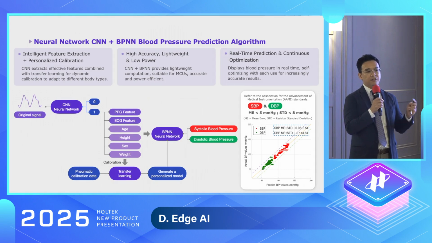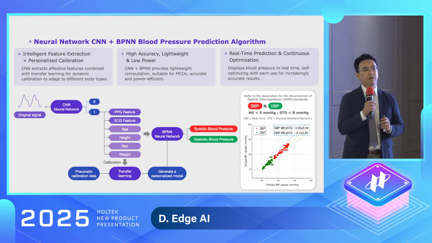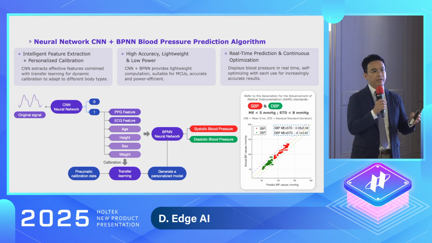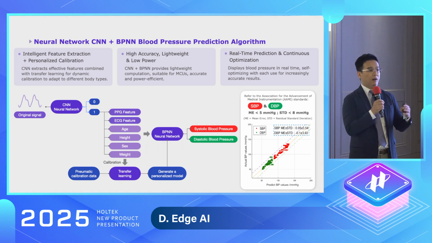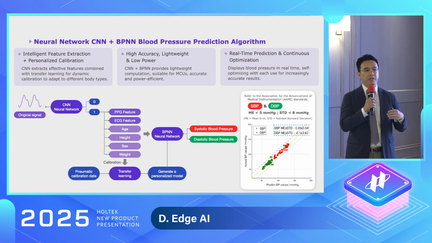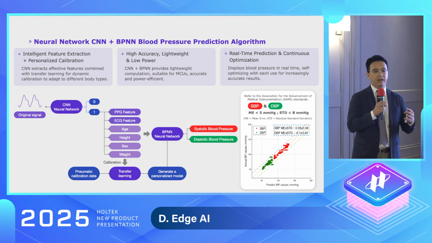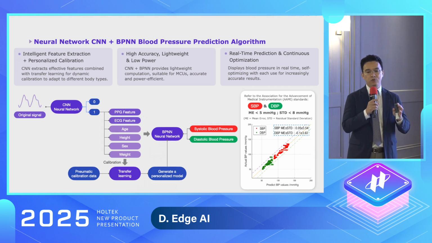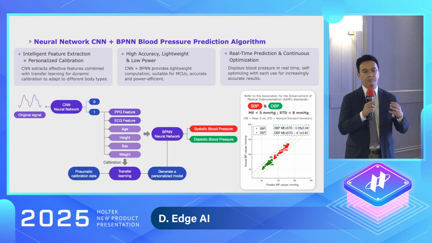And inside this demo set, we use two AI models. One is CNN, and the other one is BPNN. So what does the CNN do? It extracts features from your pulse waveform and combines them with your other body information, like your age, your height, or your weight. And then the BPNN analyzes the data and outputs the prediction result. So BPNN can do not just image recognition, it can also do data prediction.